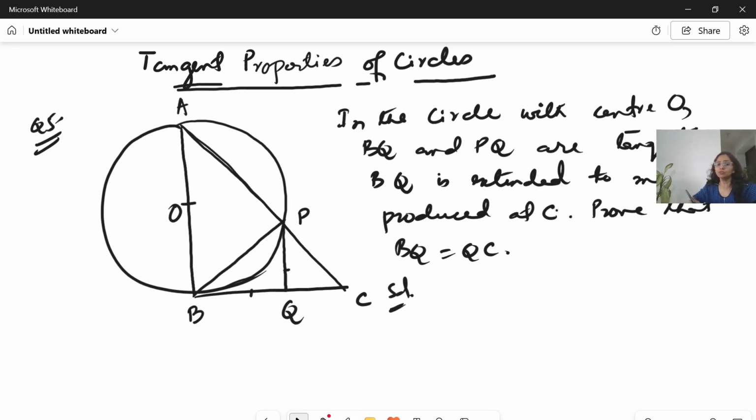BQ is extended to meet AP produced at C. This point is C and AP is produced here. The two tangents meet. Prove that BQ is equal to QC. We have to prove BQ is equal to QC. So what can we do?